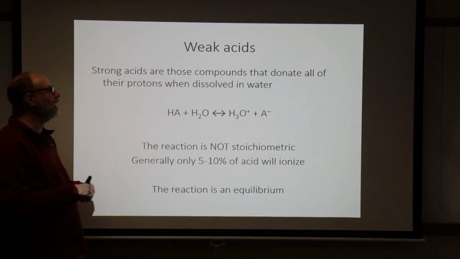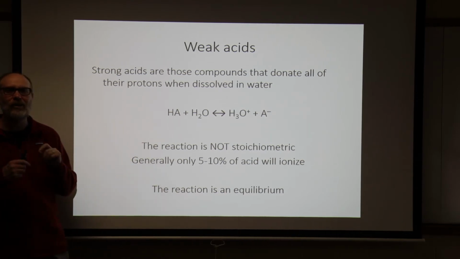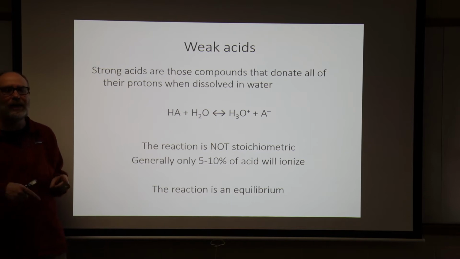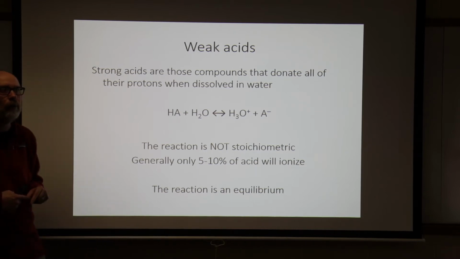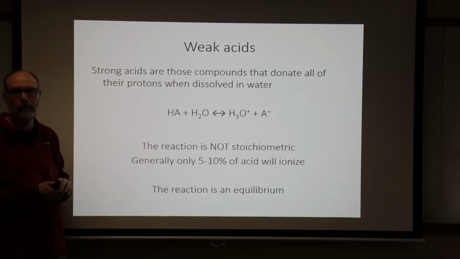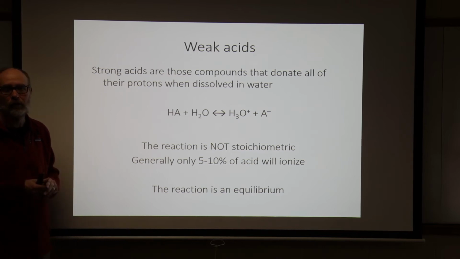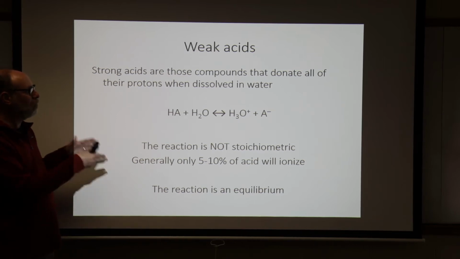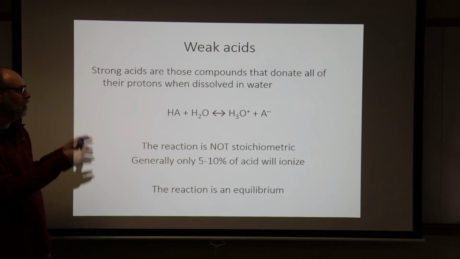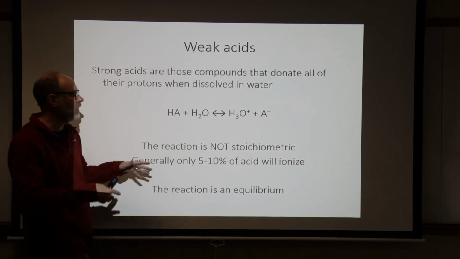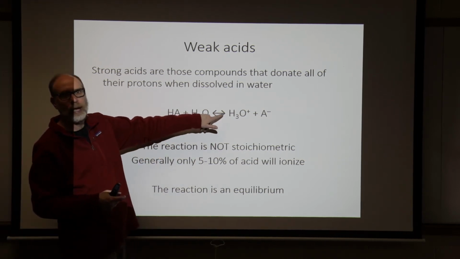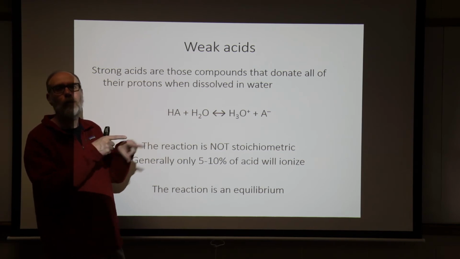Now, a weak acid is an acid that doesn't donate all of its protons. It only donates a small fraction. And we've talked about these as well. Acetic acid is a weak acid. It will be maybe 5 or 10% ionized. And so these present a little bit more of a challenge because now it's not a stoichiometric reaction anymore. It's got the equilibrium arrow, the arrow pointing in both directions.